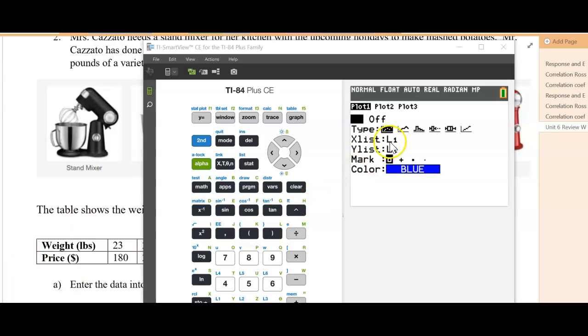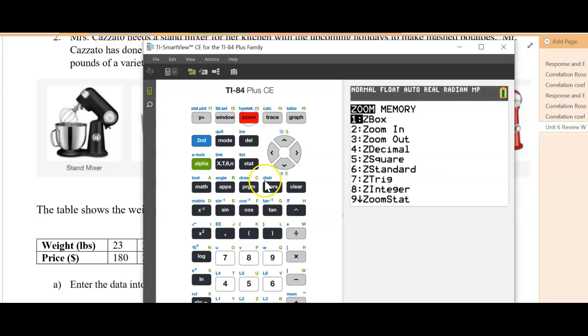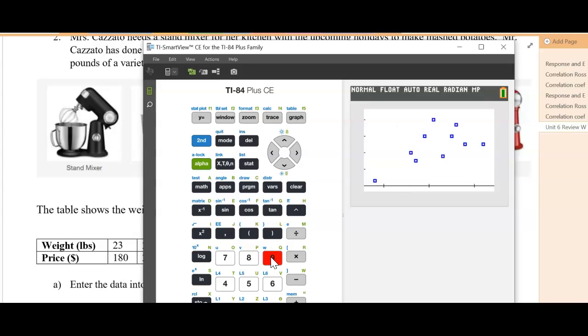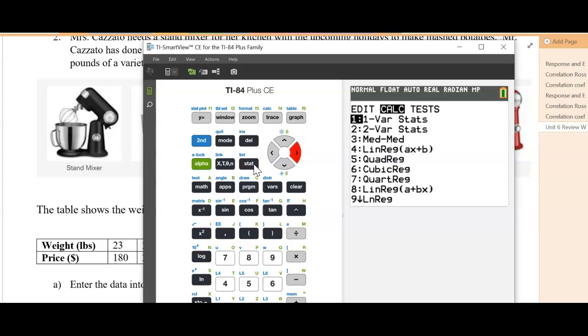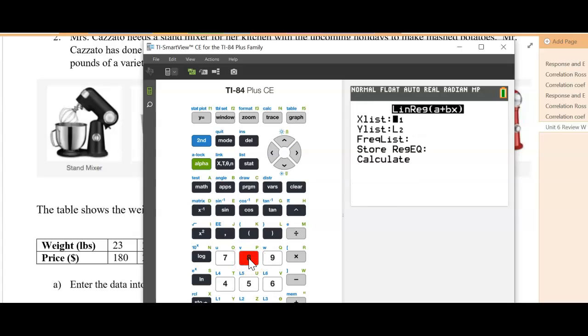After we had the scatter plot set up, we like to press Zoom and Stat, number 9. So Zoom, Stat. And you should see a scatter plot similar to this. This confirms the positive association in the previous question. Then we wanted to get the least squares regression line and the correlation coefficient. So we pressed Stat. We moved over to Calculate. We press number 8. We have L1 and L2. We went down to Store Regression, and we wanted to store the regression into Y1.